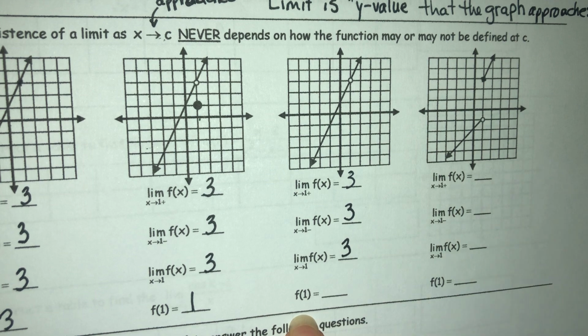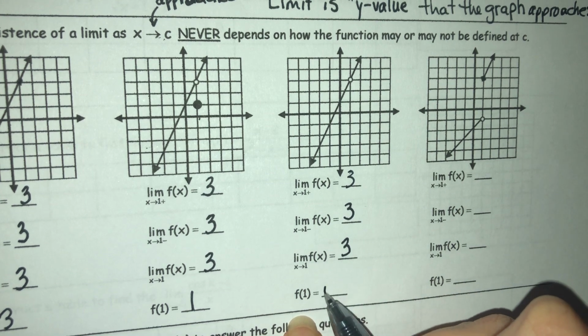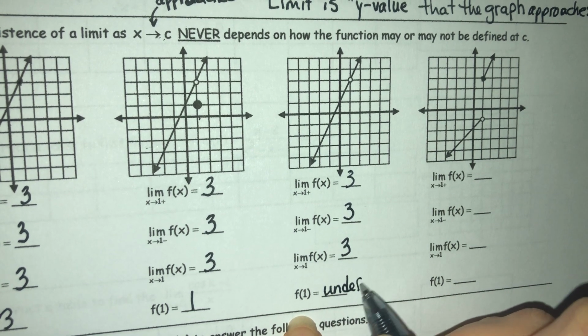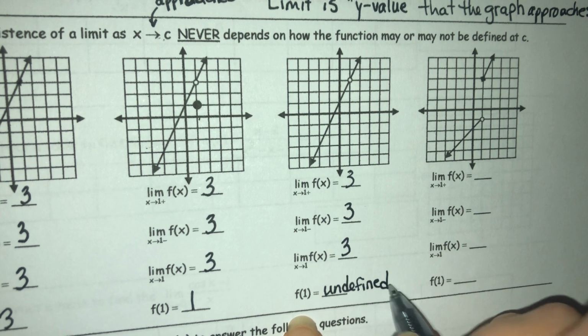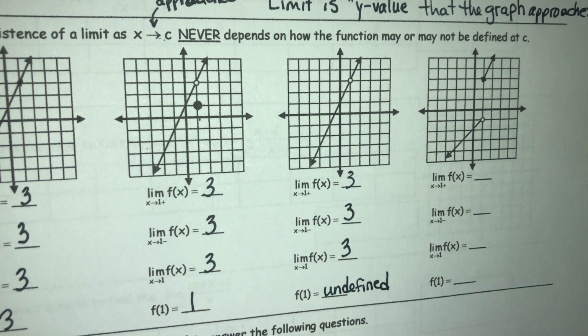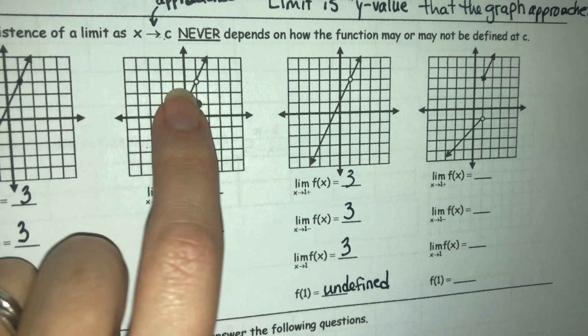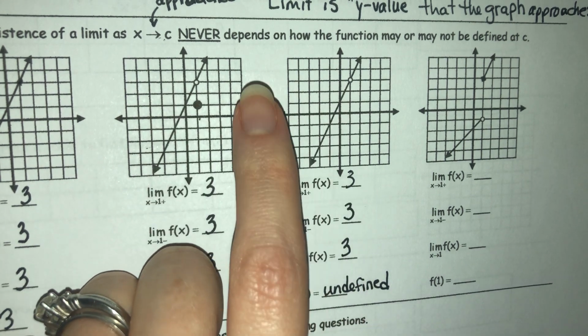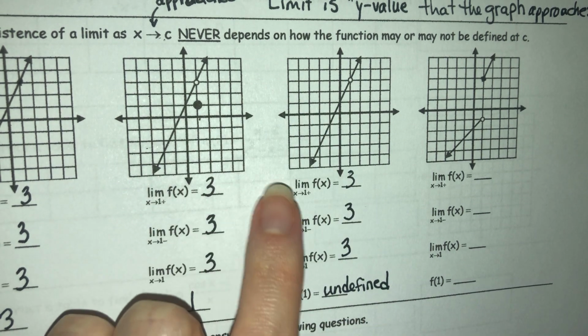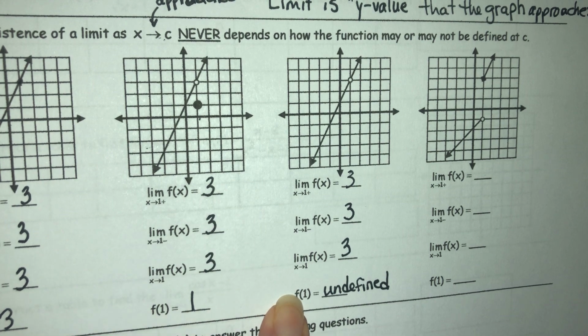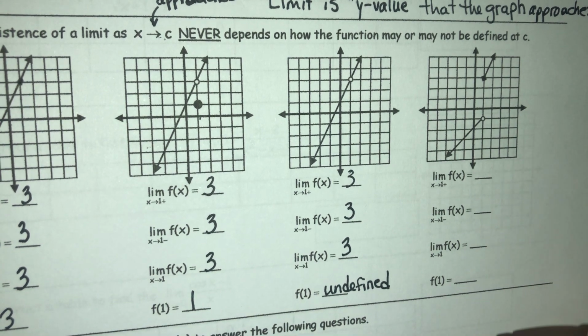But f of 1 is undefined. Undefined means not defined. There's no point there. There is a hole in the graph. There's not a relocated point. If you were to look at the domain of this function, 1 is not included in the domain. It's undefined.